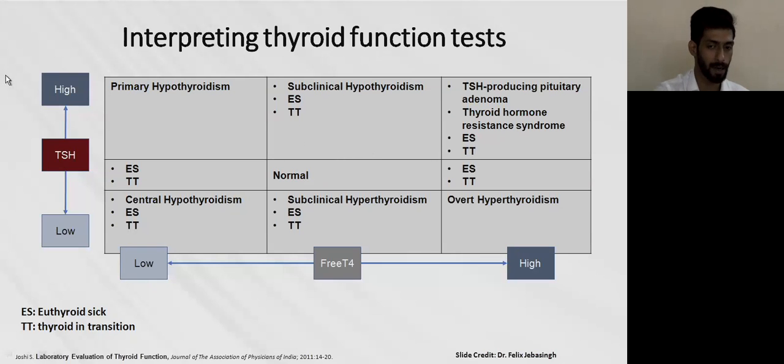So anytime in endocrinology you talk about a hormone resistance, the level up will be higher in your axis. Okay, that slide will come.